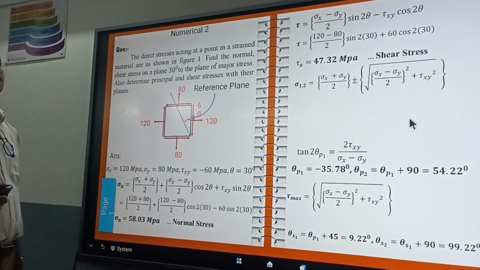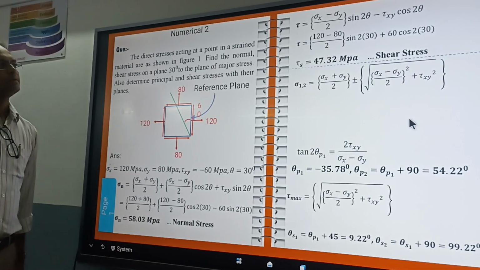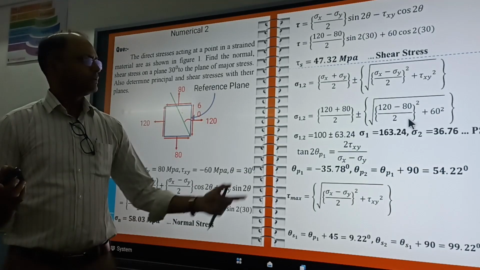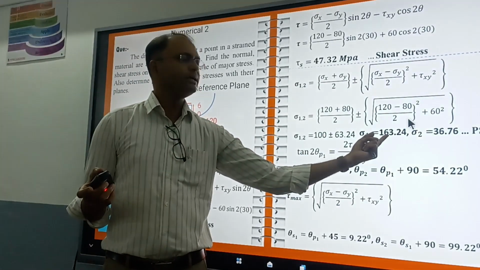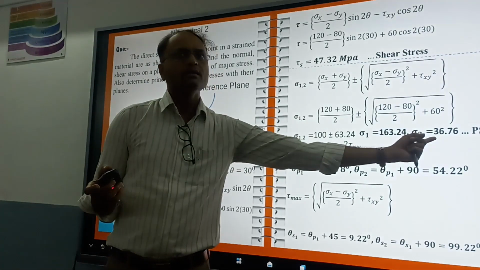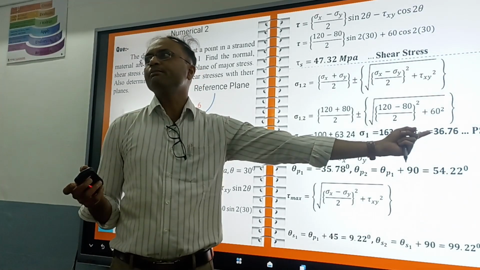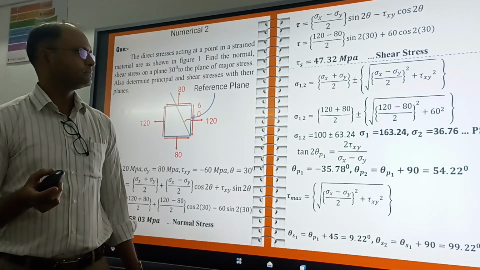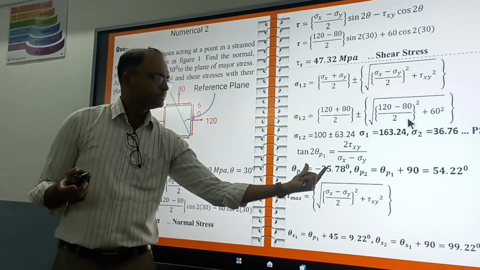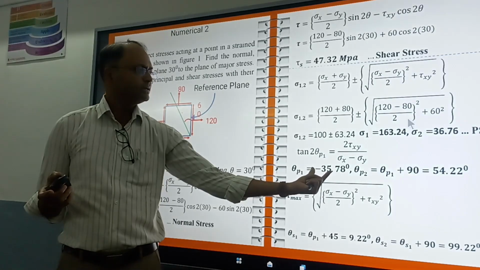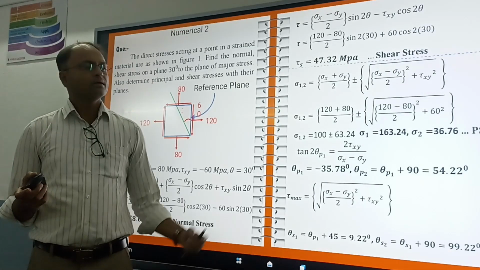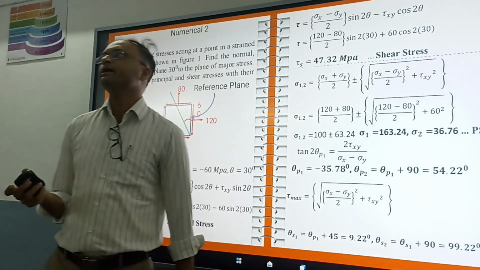Then the value of major stress is 163.24 MPa. Minor stress is 36.76 MPa. Angle for major stress, that is theta p1, is minus 38.78 degree, and theta p2 is 54.22 degree.